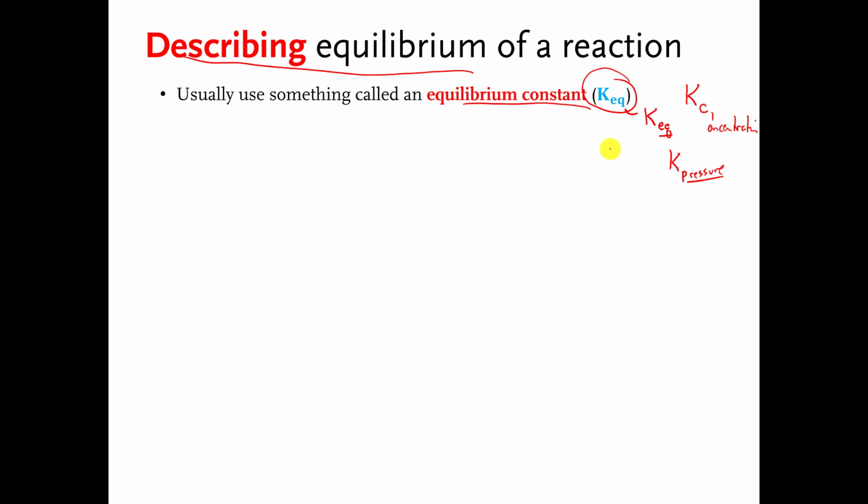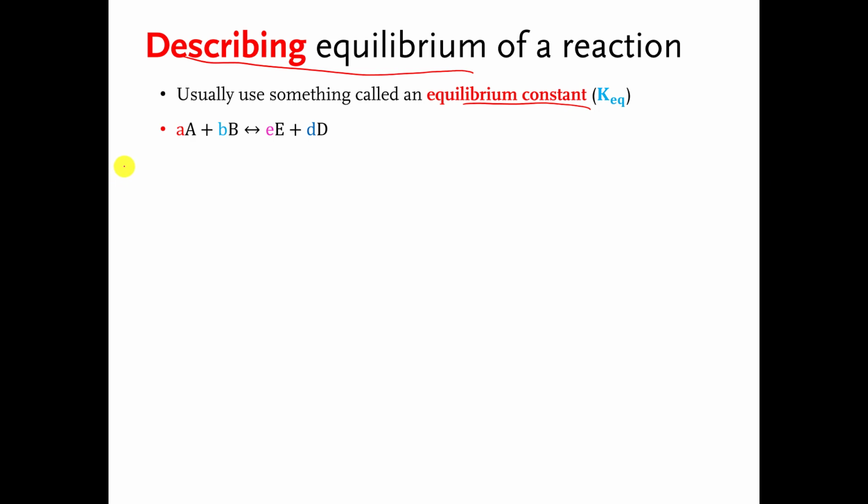So equilibrium constant can be written in a bunch of different ways. Probably the most common way that I will write it is KEQ, but you'll see it as KC and sometimes KP as well. Now I haven't described what the equilibrium constant is or how you calculate it, but we're going to do that right now.